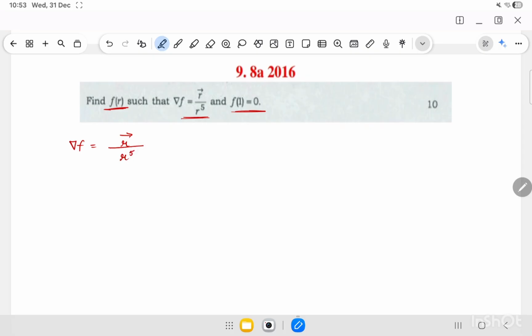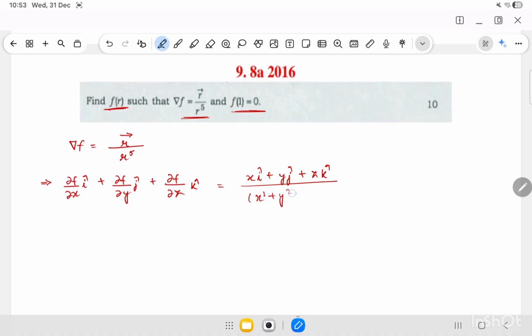Now if I write it in extended form, grad f will be equal to del f by del x i cap plus del f by del y j cap plus del f by del z k cap, and it will be equal to x i cap plus y j cap plus z k cap divided by (x square plus y square plus z square) raised to 5 by 2.